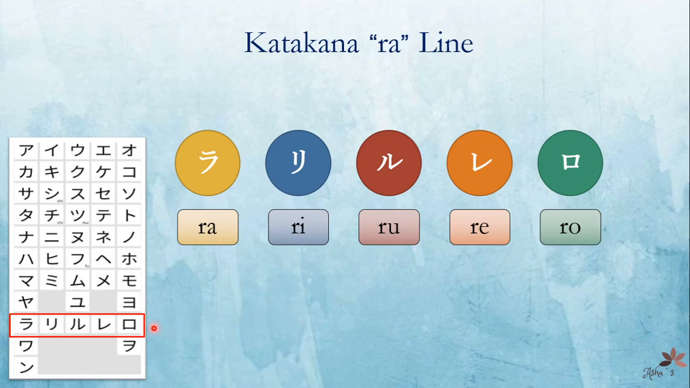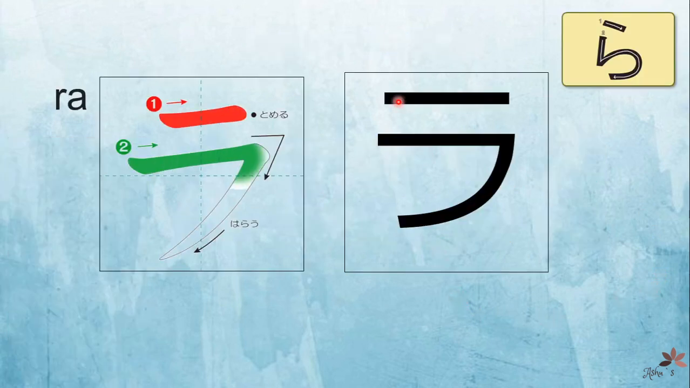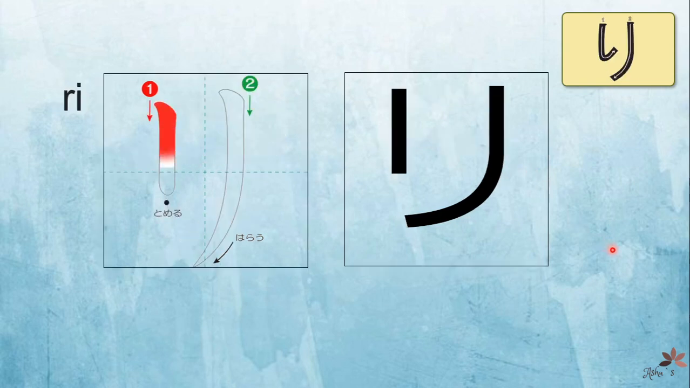The next line is the Ra line: Ra, Ri, Ru, Re and Ro. Now let's see how to write them. Ra: the first horizontal line and the second one like this. Here, the first stroke should be a little smaller than the second stroke, the horizontal line. Ra.